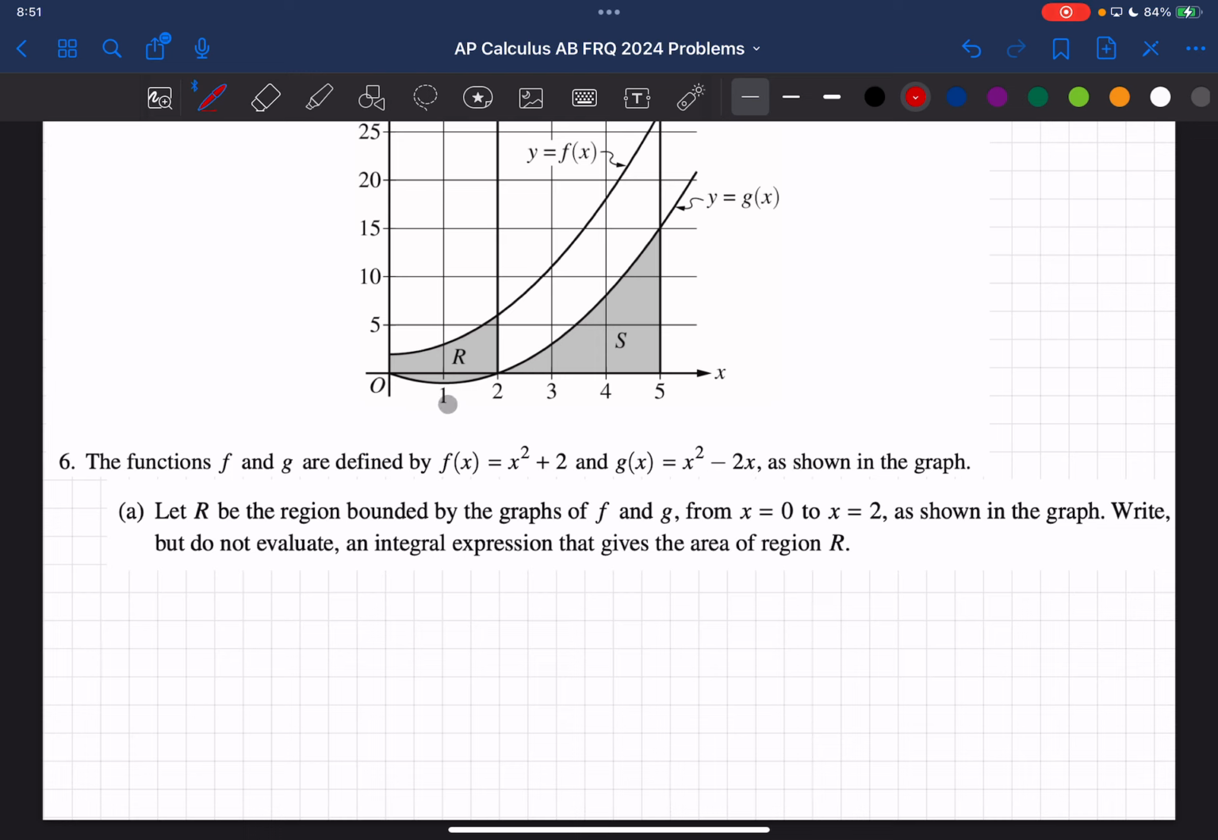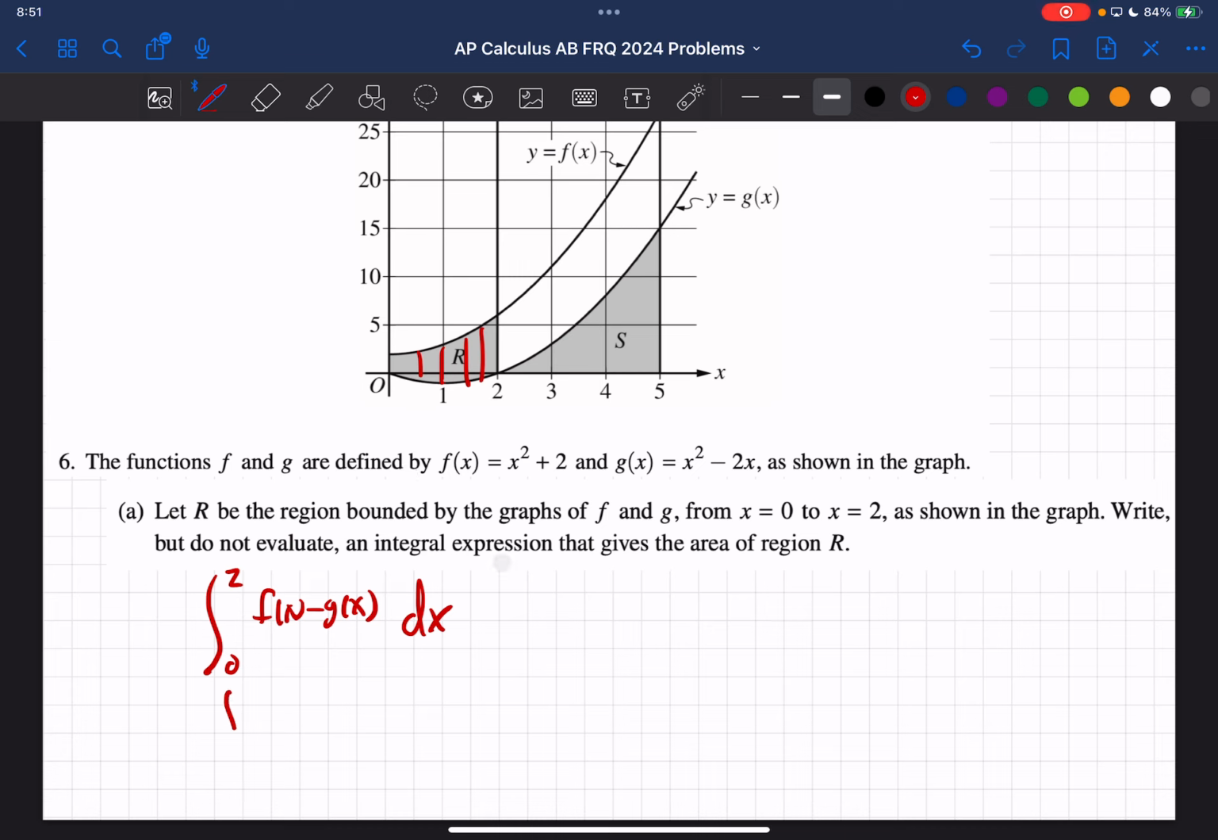Now R is the region bounded by f, by g, by x equals 0, and x equals 2. We want to write, but do not evaluate, an integral expression that gives the area of the region R. So this is the area. Let's use better size. There we go. Now it's going to go from 0 to 2, and it's going to be in terms of dx. And so what we do is each of these pieces are defined as f of x minus g of x. Now, this is probably not enough for College Board.